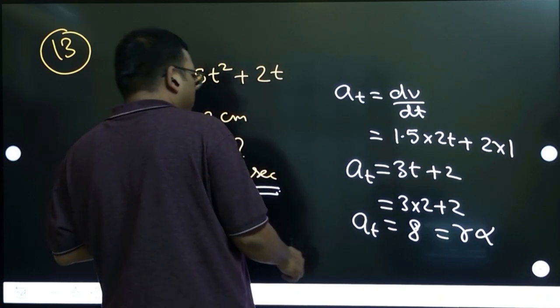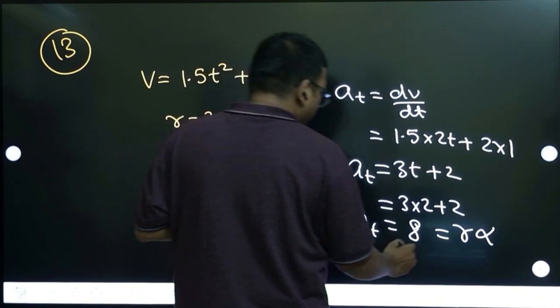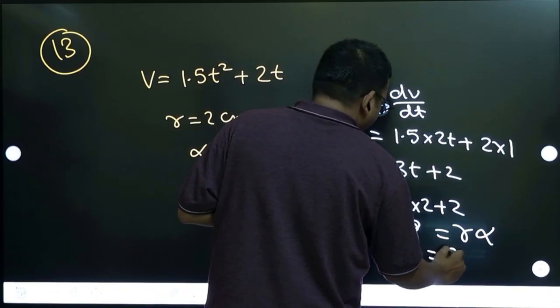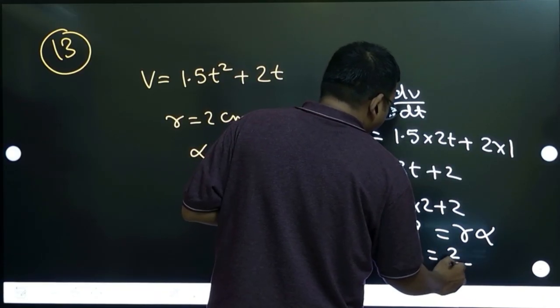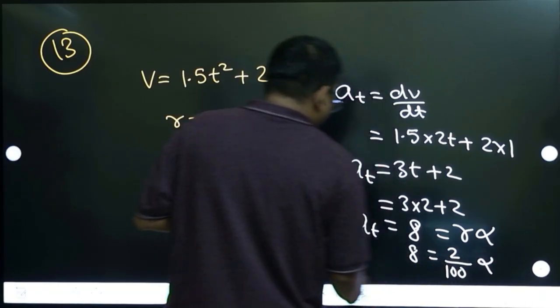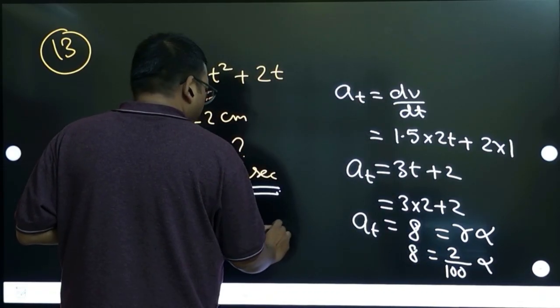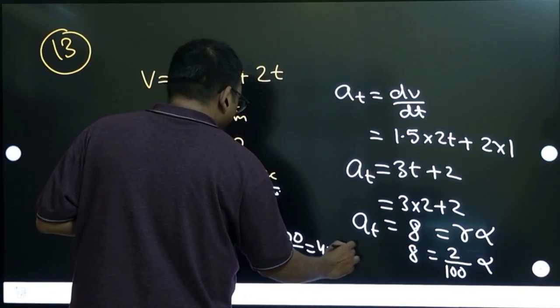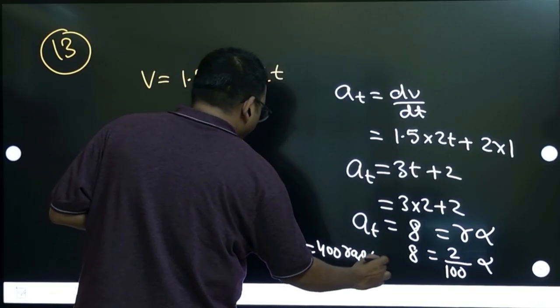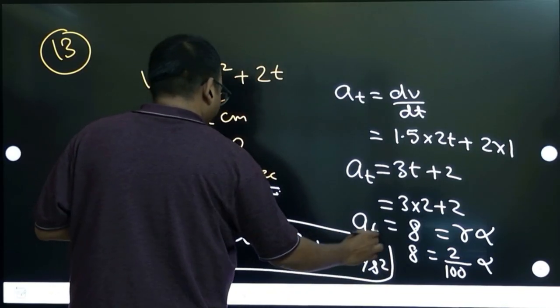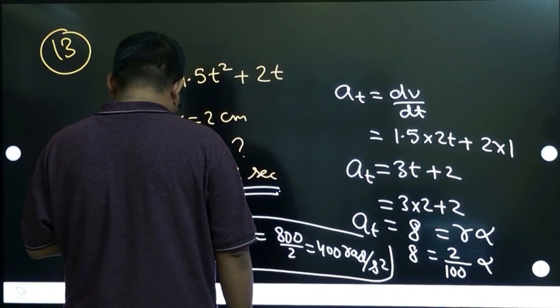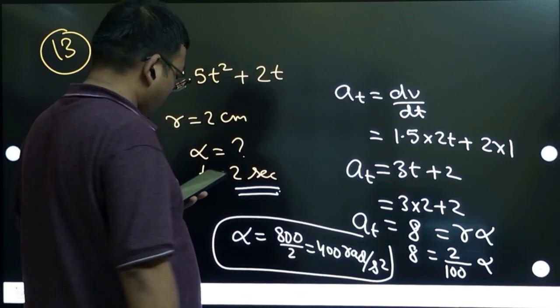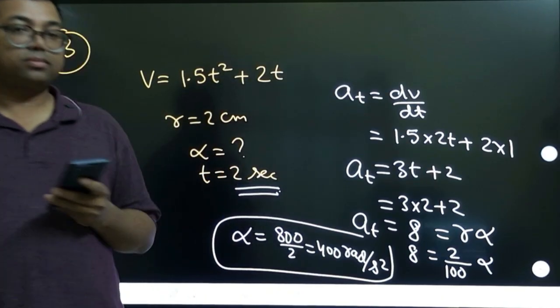At 2 seconds you calculate. Radius they have given 2 centimeters. So radius you have to keep in meters, 2 by 100 alpha. So alpha will become 800 by 2, that means 400 radian per second square. Check that.